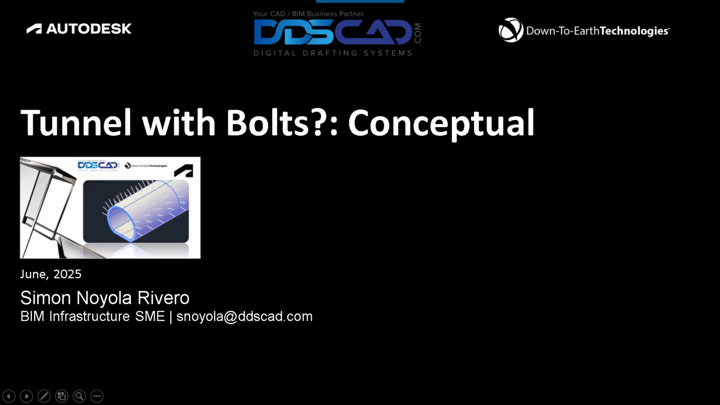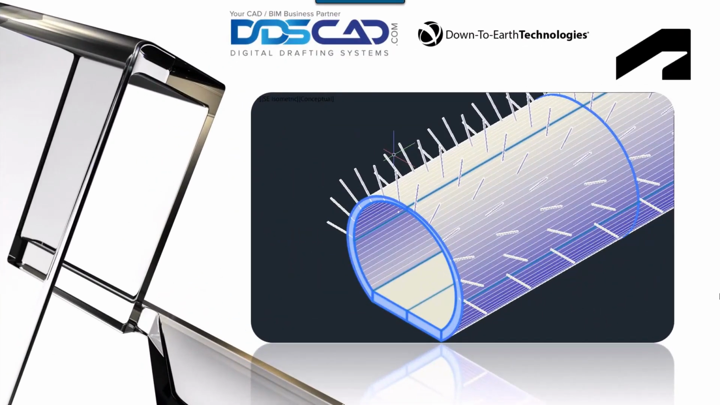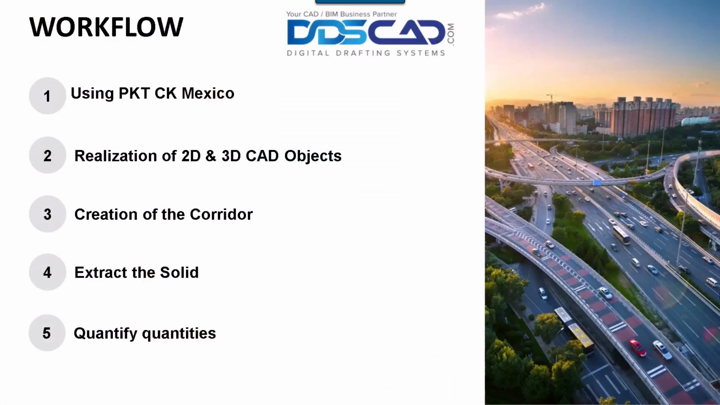Let's conceptually analyze a tunnel with bolts. I'm Simon Noyola. The idea is to represent the design you're seeing on the screen. We're going to follow a workflow. Given a PKT, in the case of Mexico, it has a tunnel. By creating an array to symbolize the bolts, we'll build the corridor, extract the solids, and finally calculate the quantities.